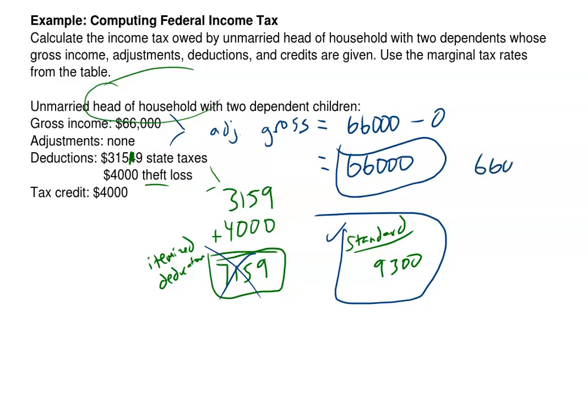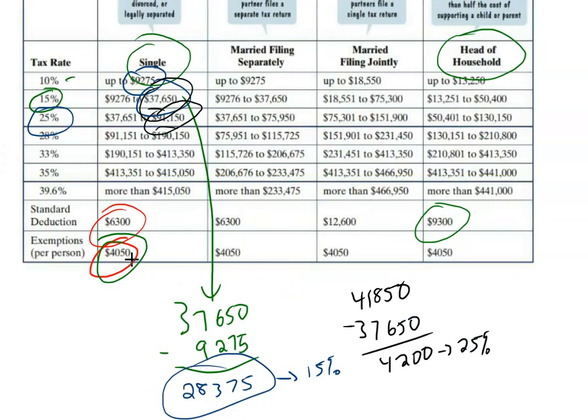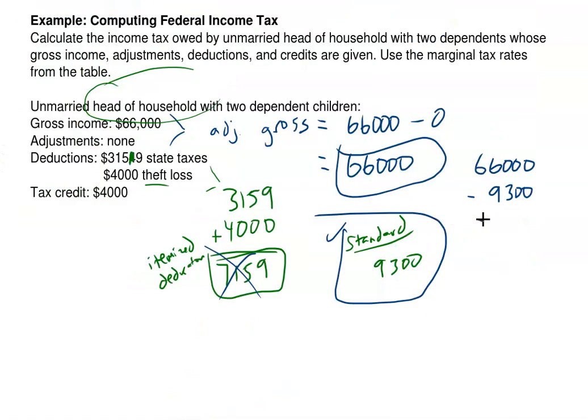So $66,000 minus the standard deduction minus the personal exemption, which again I was assuming was the same, but maybe I'm wrong. Let's double check. Okay, that's the one that stayed the same all the way across. It's still $4,050. And so we'll subtract that off here to get our taxable income, right? So $66,000 minus $9,300 minus $4,050, and we get $52,650. So this is our taxable income.